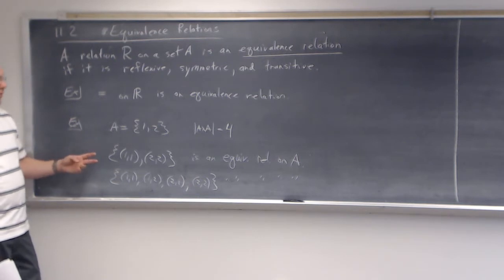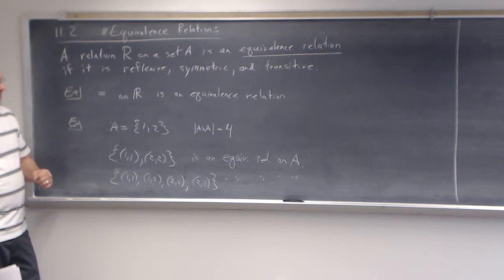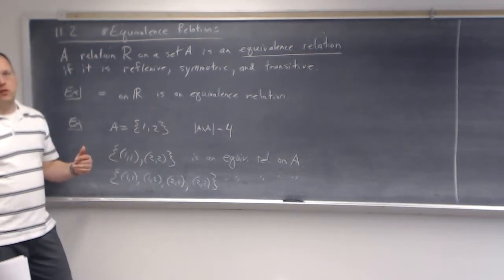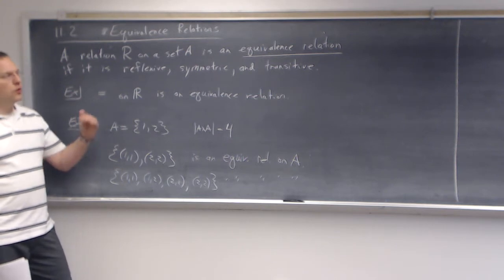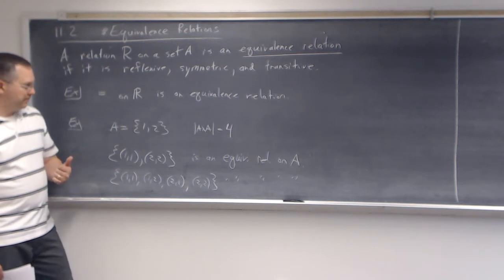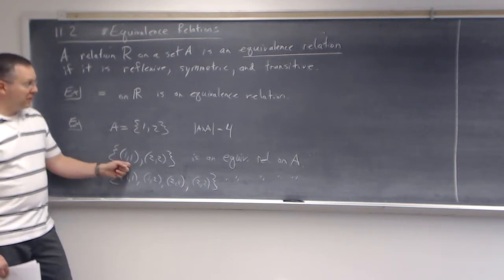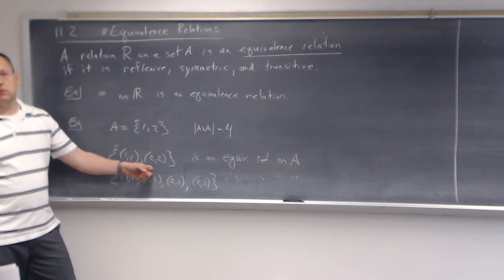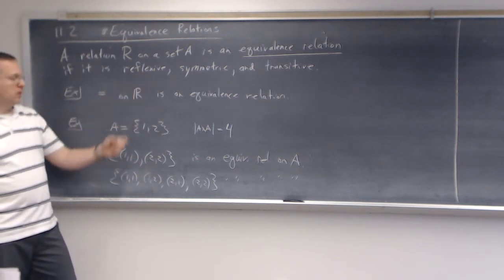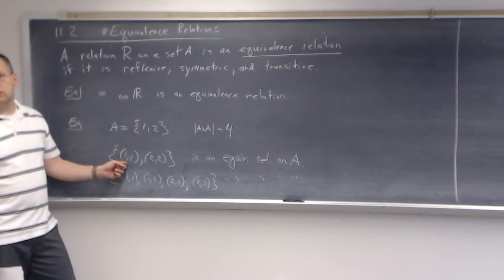Are there any more equivalence relations? If there are four elements in a set, then how many subsets are there? 2 to the power 4, so there would be 16 subsets. But at minimum, they have to have these two points, (1,1) and (2,2), in order to be reflexive. So this would be the smallest equivalence relation.